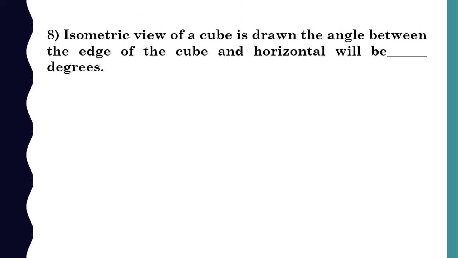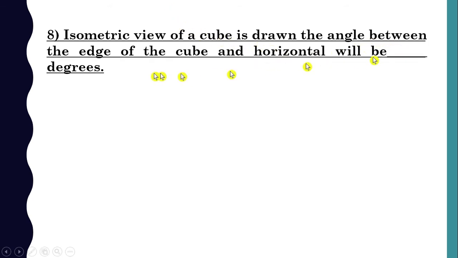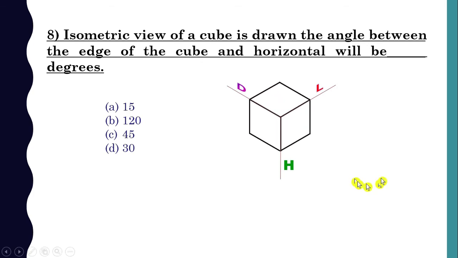MCQ number 8. Isometric view of a cube is drawn. The angle between the edge of the cube and horizontal will be how many degrees? Options are 15, 120, 45 and 30. So we are drawing a cube. Here they are asking the angle between these edges of the cube and the horizontal, what will the angle be.